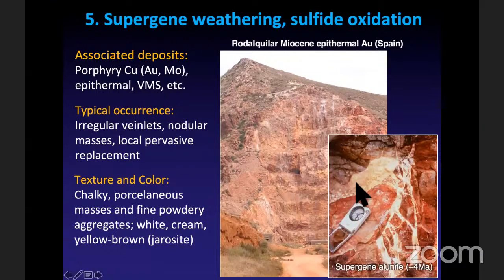This is the alunite. This is the supergene alunite. The hypogene alunite is classic: pinkish, clear, crystalline, platy. The supergene alunite forms these powdery or porcelaneous, chalky masses of alunite, jarosite, kaolinite. And in fact, at Rodalquilar, it was very, very pure, and they mined it, believe it or not, for centuries before they mined gold here.